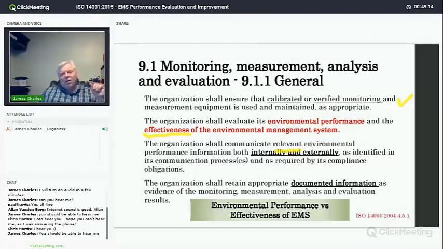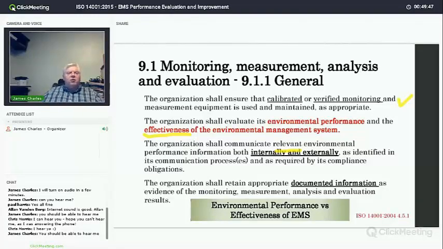So internally, it's easy. You know, performance information is communicated to management. If you're part of a larger organization, you may communicate that information to your corporate folks. Internally, you may post the performance information. Hopefully you post it right next to your quality and safety, environmental, right? But externally is a good question.